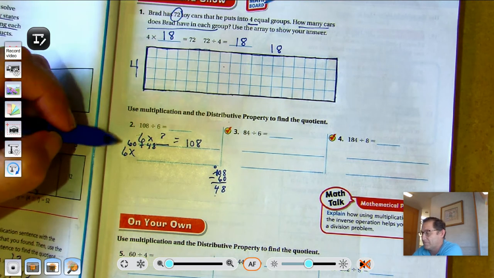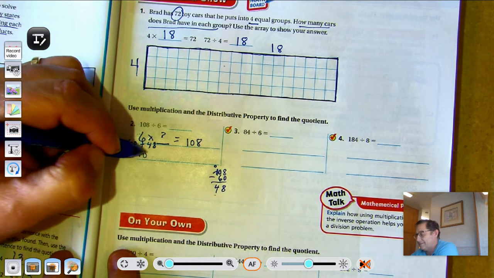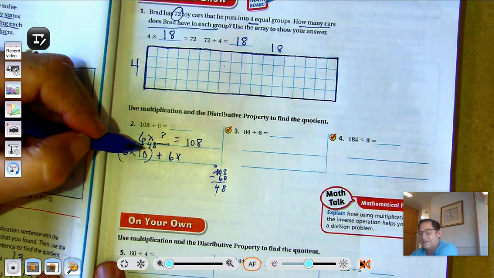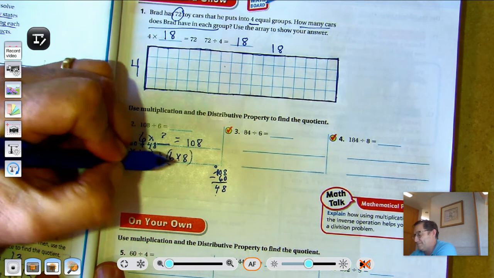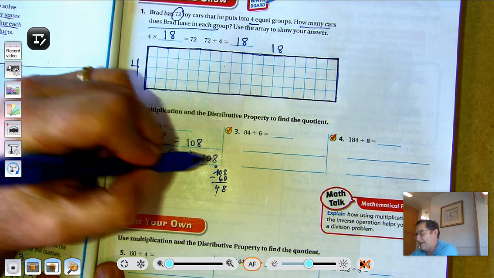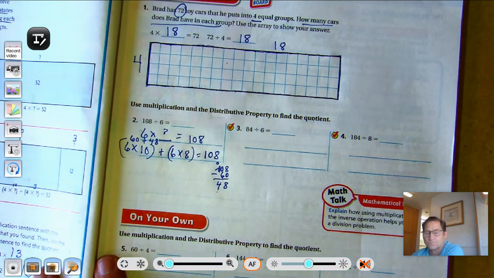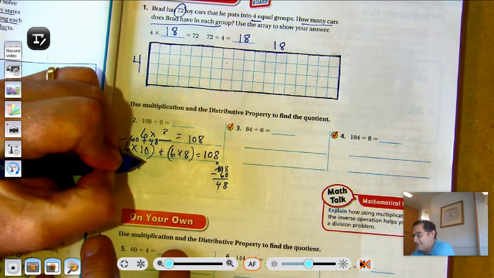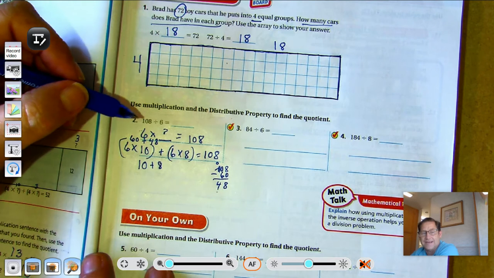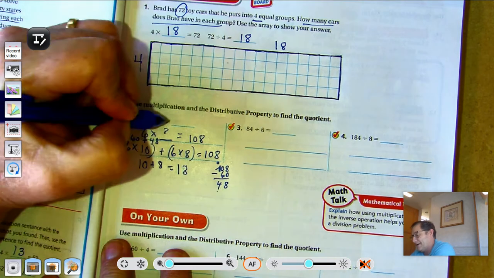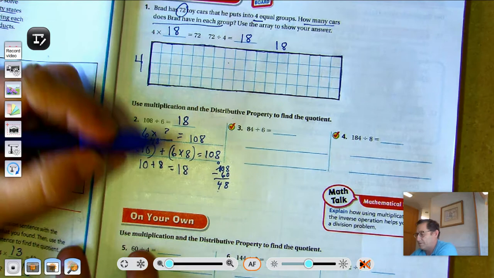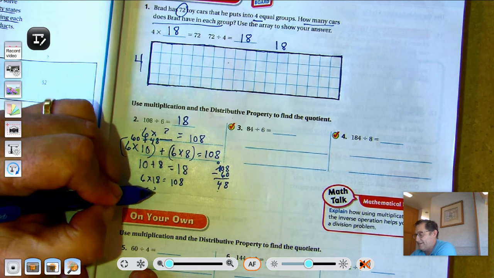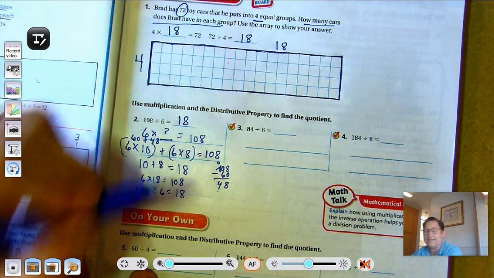All right, so now 6 times what is 60? 10. Plus 6 times what is 48? 6 times 8. And that equals 108. 6 times 10 is 60. 6 times 8 is 48. Add the unknown factors of 10 and 8, and that gives us 18. So if 6 times 18 is 108, then 108 divided by 6 is 18.